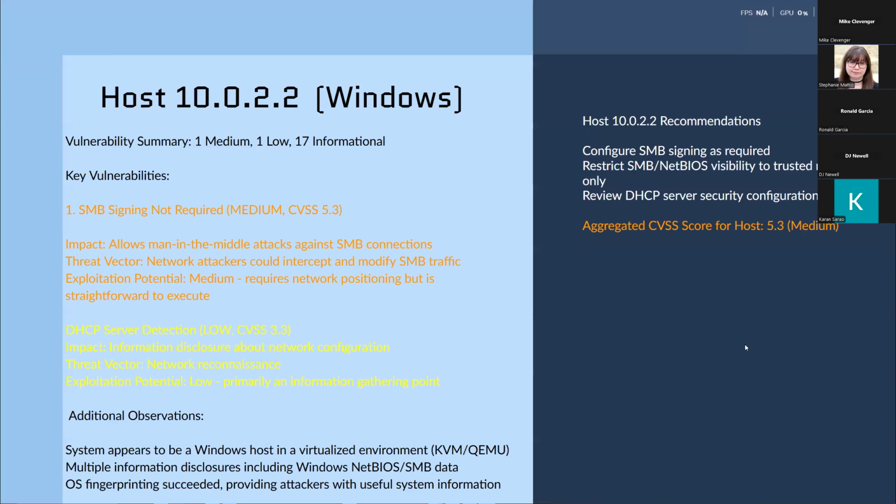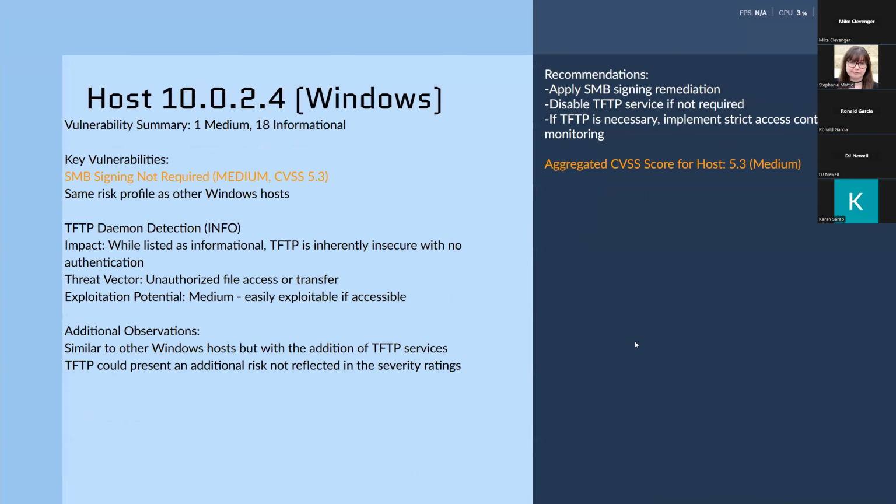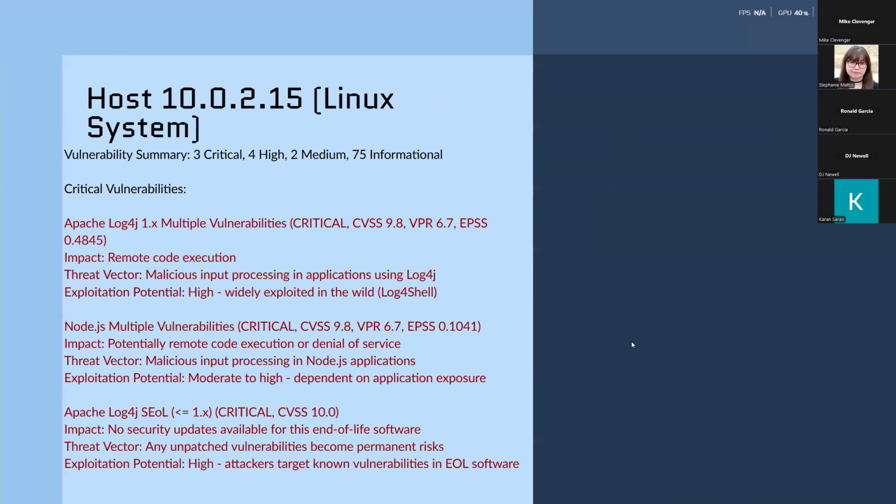I'm going to go ahead now and move along to 10.0.2.15. This system had 3 criticals, 4 highs, 2 mediums. The critical vulnerabilities included Apache Log4j with a CVSS score of 9.8. This has an extremely critical impact of remote code execution. Individuals would be able to potentially exploit and then run applications, begin running scripts and other things on the system.